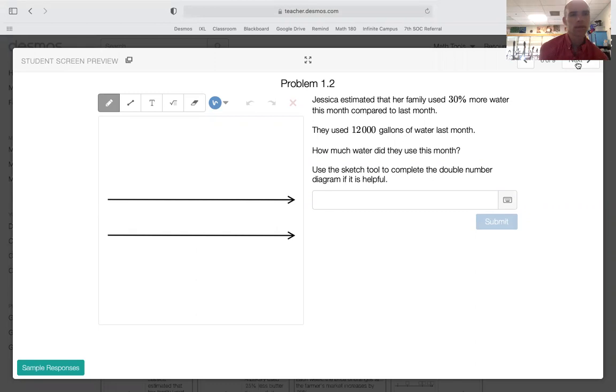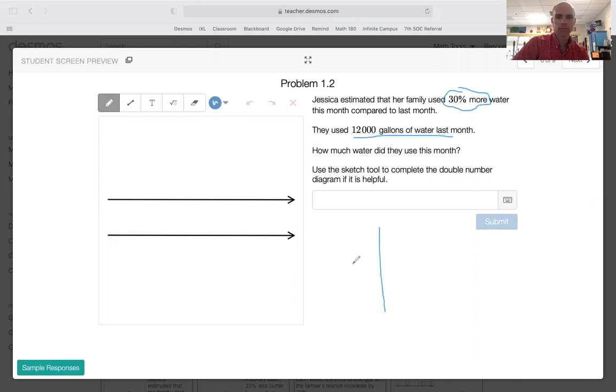I don't think I'll use the double number line diagram. If you want to draw something there, you can. Okay, so this is the easier type of question in my mind, because they've given us the percent change, 30% more, and they've given us the original amount because they told us how many gallons of water were used last month.